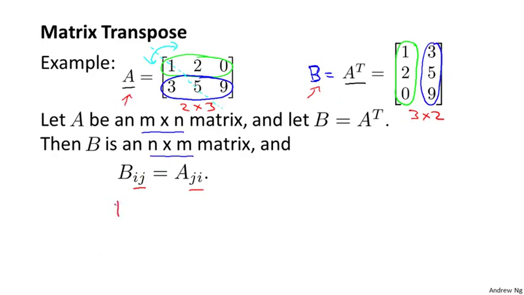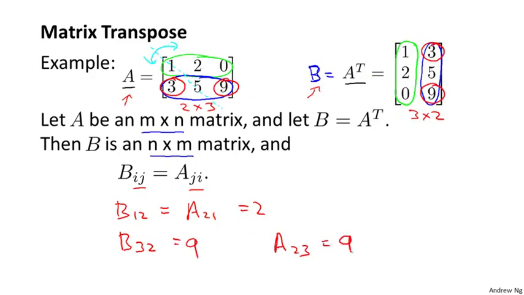So for example, B12, looking at this matrix B, is going to be equal to this element 3, right? First row, second column. And that's equal to A21, second row, first column, which is equal to 3. And as another example, B32 is this element 9. And that's equal to A23, which is this element up here, 9. And so that wraps up the definition of what it means to take the transpose of a matrix.